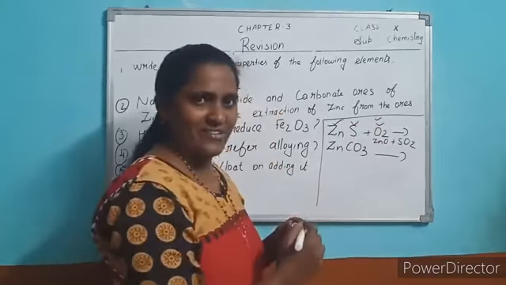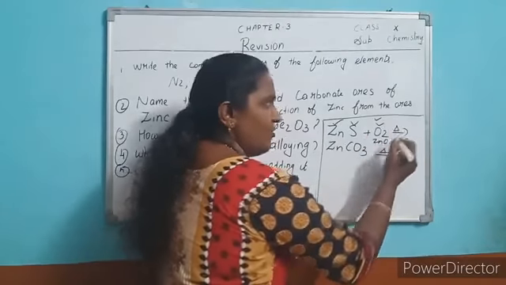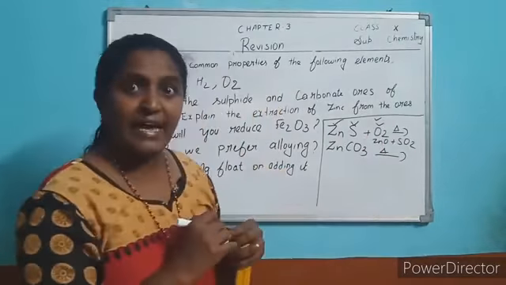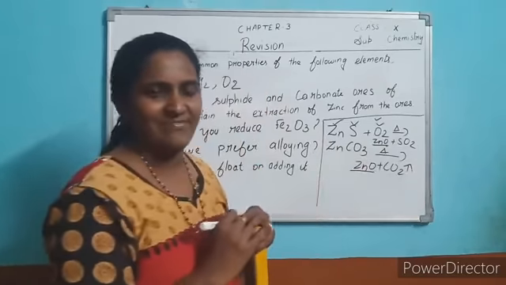And next, the carbonate ore undergoes calcination. You have to mention the word. Sulfide ore undergoes roasting, heating the ore in the presence of oxygen. Carbonate ore undergoes heating in the absence of oxygen. Don't write oxygen here. So what do you get finally? Zinc oxide plus carbon dioxide. Okay, we got zinc oxide.